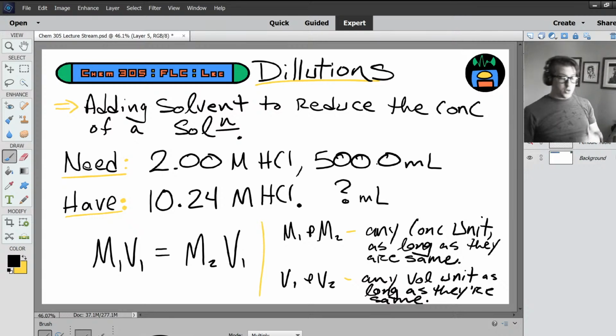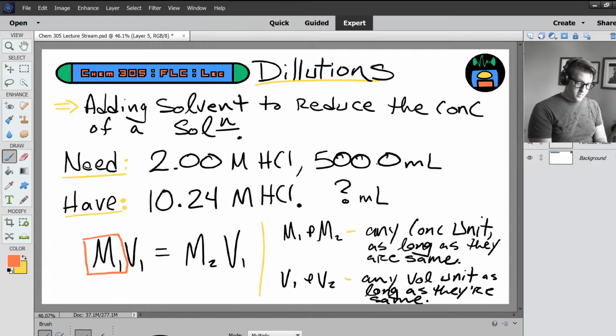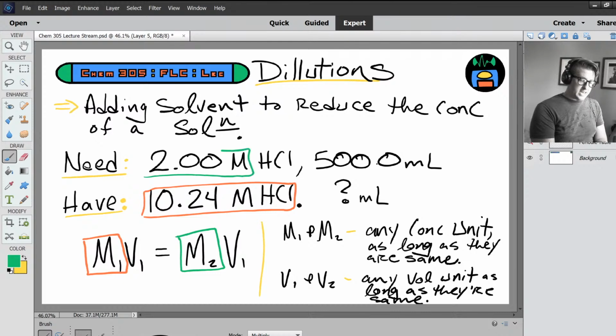All right, so in this problem, M1 is that concentrated HCl, that 10.24 molar. M2 is what we need. It's the 2 molar HCl. Or I guess I don't know why I didn't include HCl in the box. And then I wrote V1 here. That should be V2.